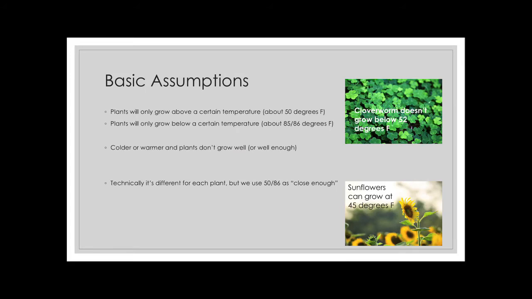We're going to assume a couple of things with this. We're going to assume that plants only grow above a certain temperature, and we average that temperature at 50 degrees Fahrenheit, and they are only going to grow below a certain temperature, which is roughly 85, 86 degrees Fahrenheit, which, if you remember anything about plant biology, for those of you who've had a botany course, photosynthesis stops roughly 85, 86 degrees for most plants.